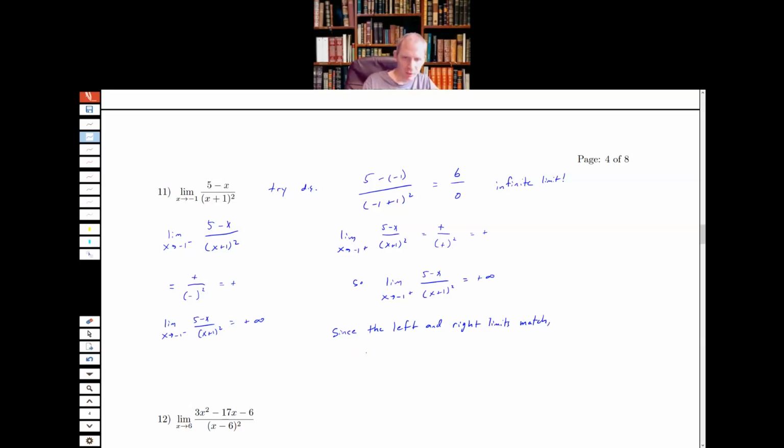So since the left and right limits match, the limit as x approaches -1, 5 minus x over x plus 1 squared is equal to positive infinity. You can just also write infinity.